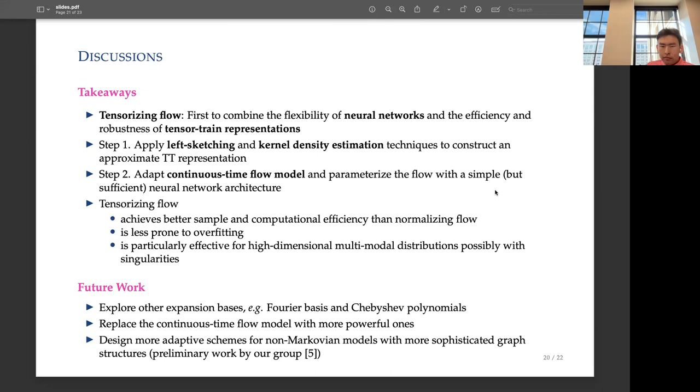Okay. I think Sergio also provided a reference for graph structures, and thank you.